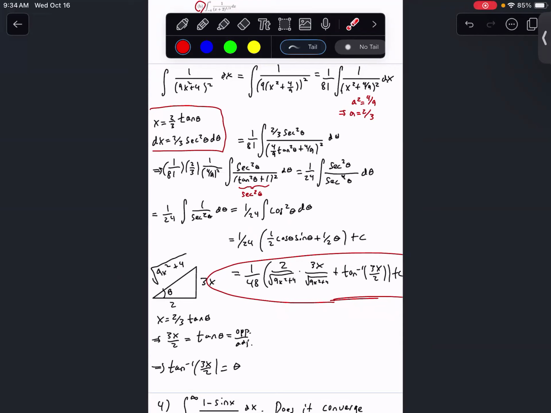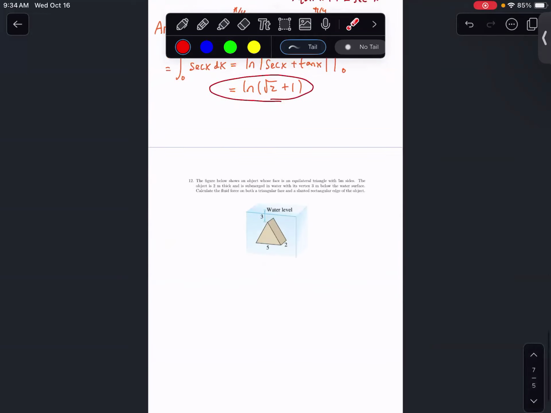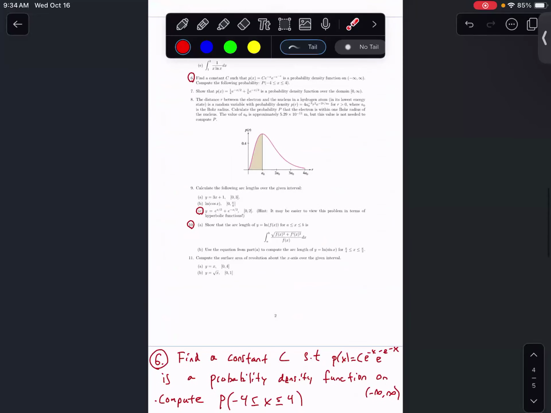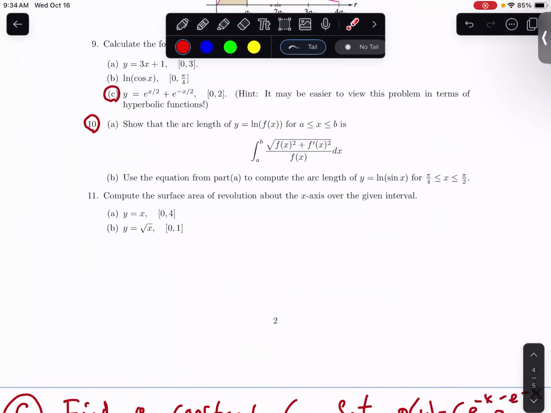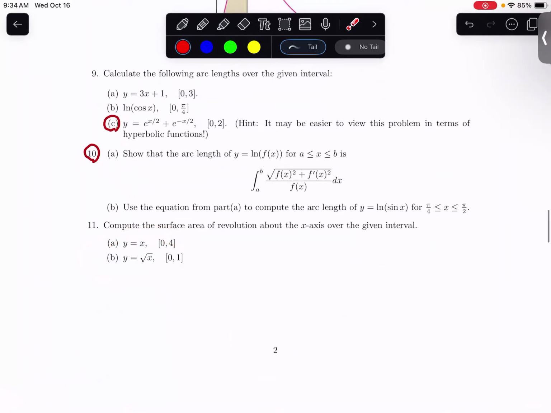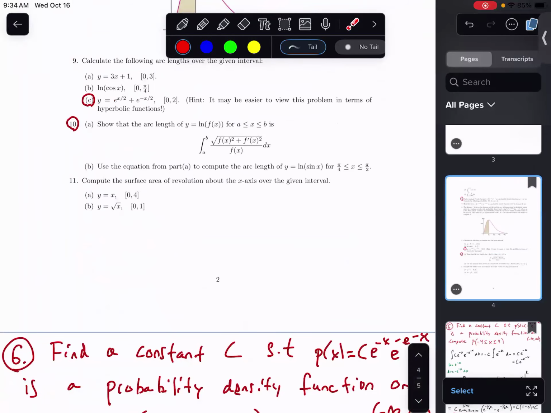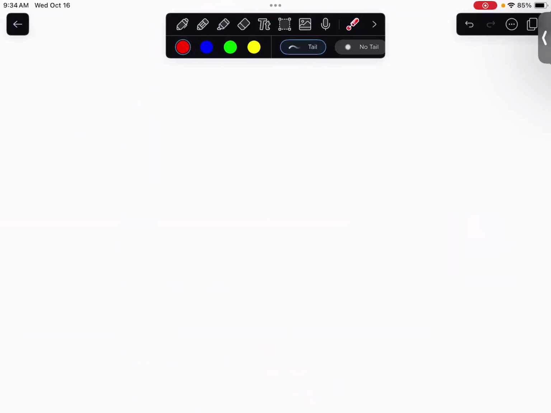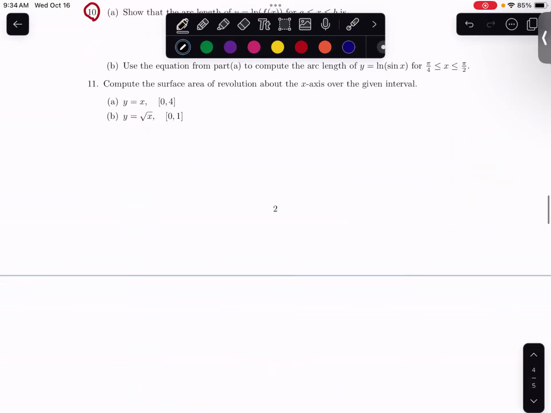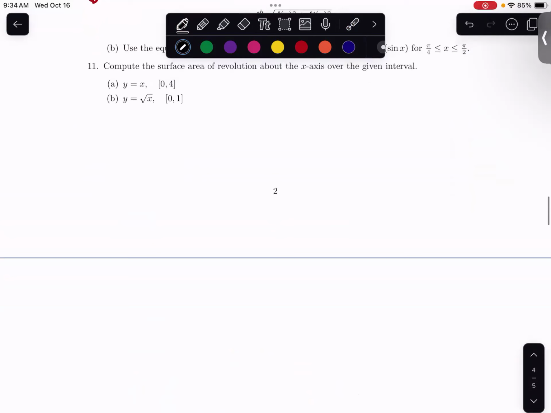Okay, let me look at, okay, what other problems do people want me to go through? Yeah, 11. Is there a particular one of these two from 11? I think part B is probably a little bit more interesting. Part A isn't too bad, you just apply the formula that's given. Okay, so let's just do 11B.